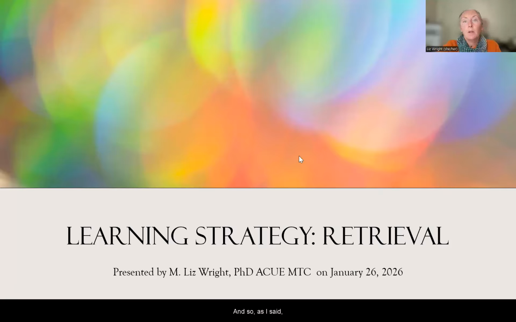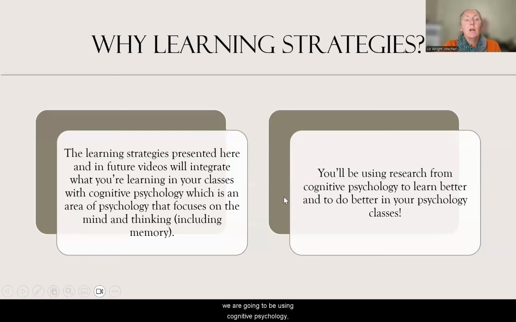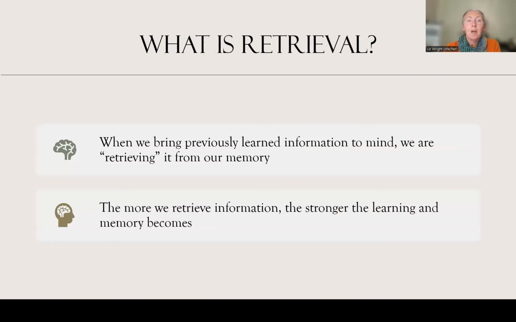And so as I said, we are going to be using cognitive psychology, so part of research in psychology to help us learn and remember better. So cognitive psychology is an area of psychology that focuses on the mind and on thinking, including our memory. And so, as I said, we'll be using research from psychology in order to help us do better in our psychology classes. So first we want to define what is retrieval.